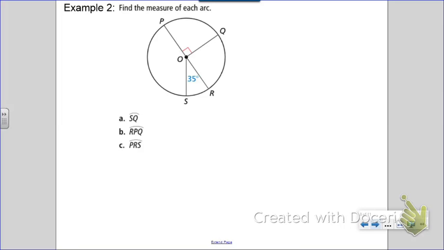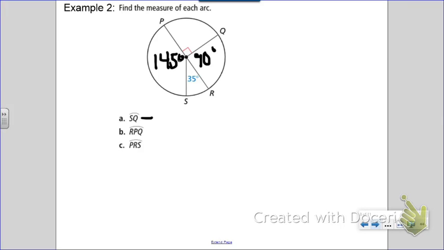In our next example, we'll find the measure again of each arc. We can assume that this is a 90-degree angle, so this one next to it would also have to be a 90-degree angle. Our other angle that's left in the circle then would have to equal 145 degrees. So now we can answer our questions.